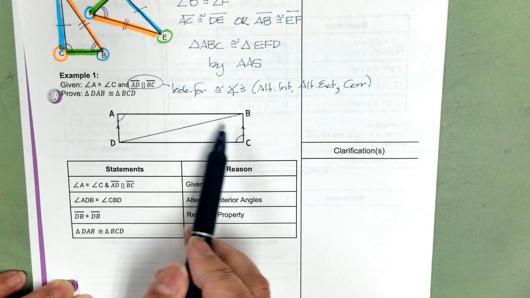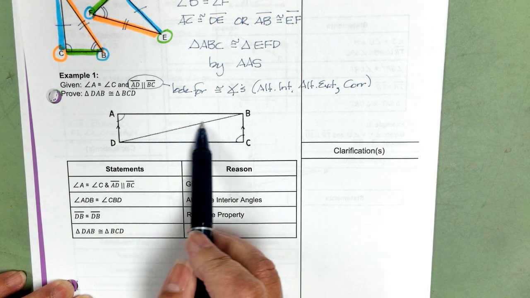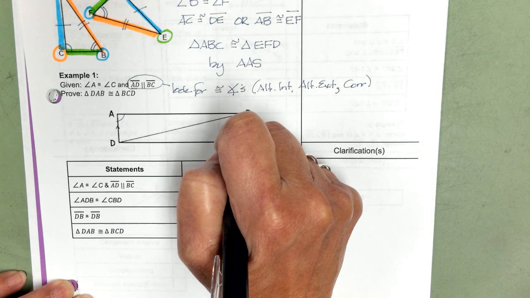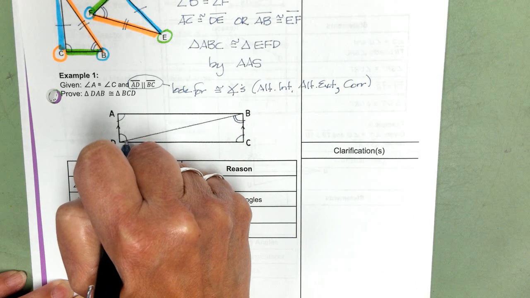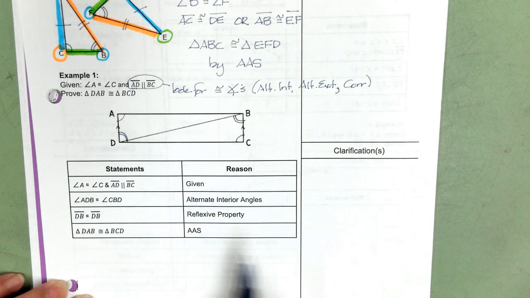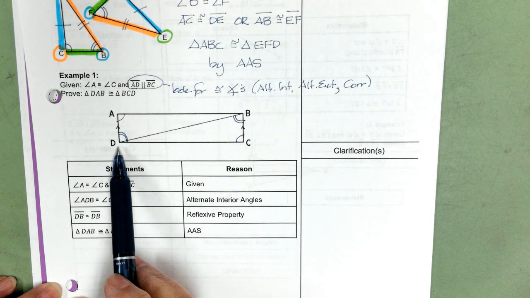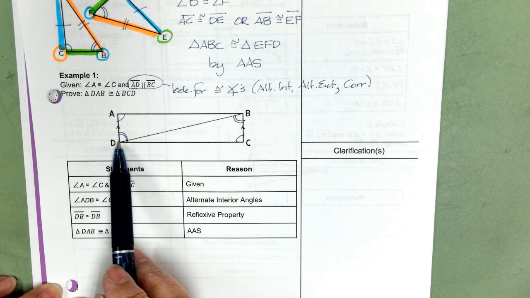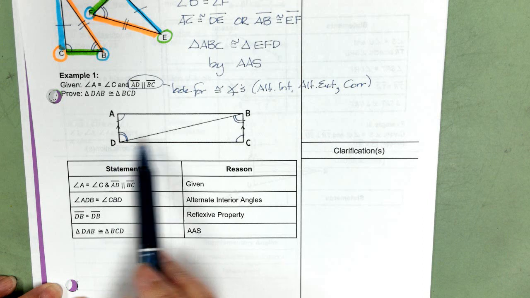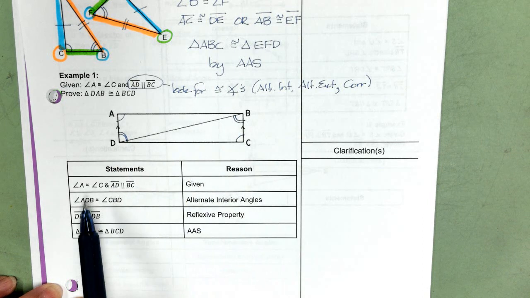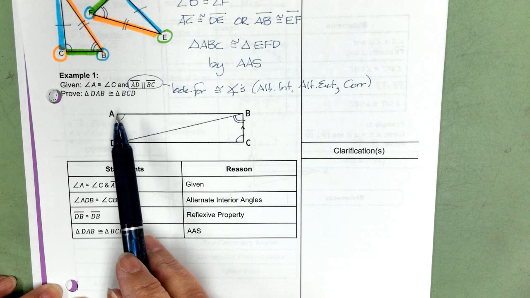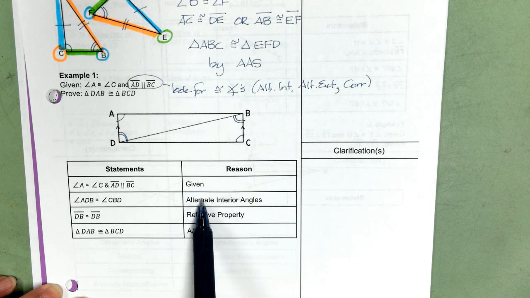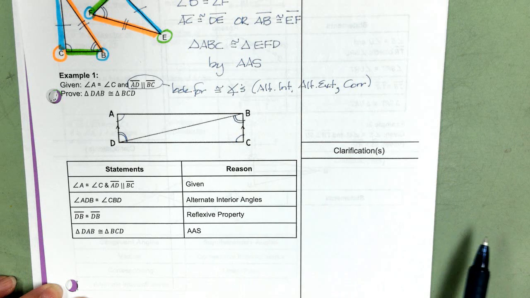Now, if these are the two parallel sides and this is the transversal, then we have alternate interior angles here. And we have to use 3 letters because D has two angles, or two triangles that share the same vertex, and the same thing up here at B. So we use 3 letters. ADB is congruent to CBD because they're alternate interior angles.